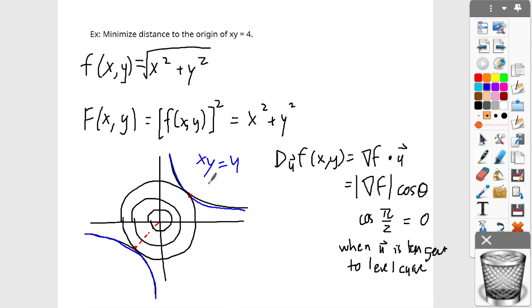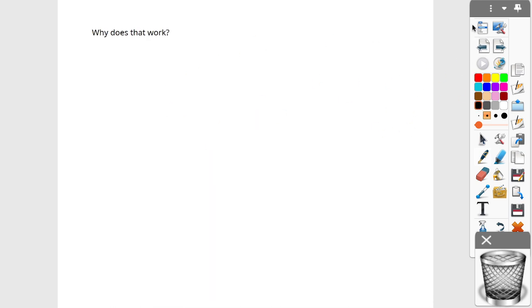So we could say that the gradient of f is like this, and the gradient of g is like this. I don't know if that's actually true or not, but they are anti-parallel or parallel. And when vectors are anti-parallel or parallel, they are scalar multiples. That means one vector times a scalar, or a constant, is equal to another vector. And it's because of that that we can use Lagrange multipliers.